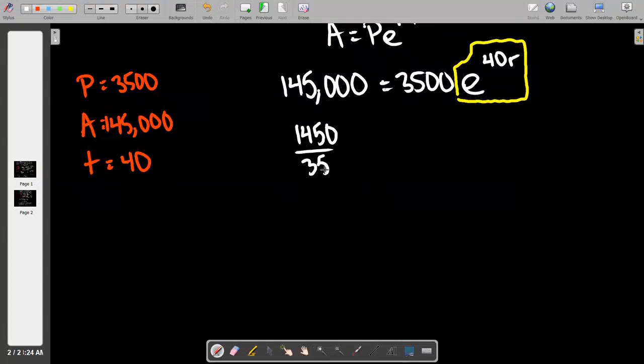I have a sneaking suspicion that this one might come out nice. Let's take a look. 1,450 divided by 35. I was wrong. It does not come out nice. So let's just leave it like it is. If you want to divide and reduce them both by 5, whatever, but the calculator is going to do it all, so there's no benefit. Let's leave it like that. And then this equals e to the power of 40R.